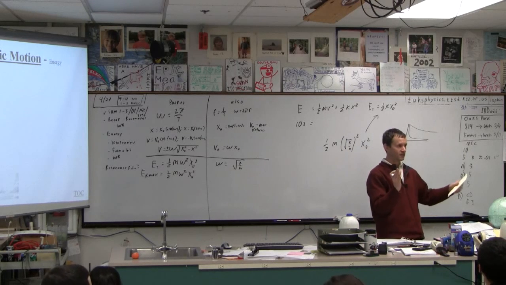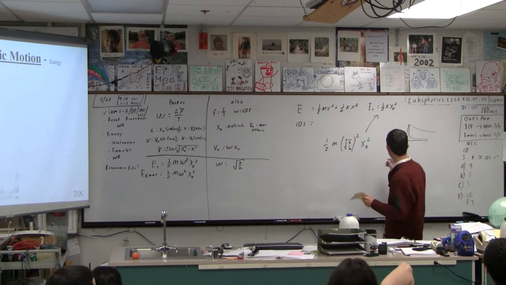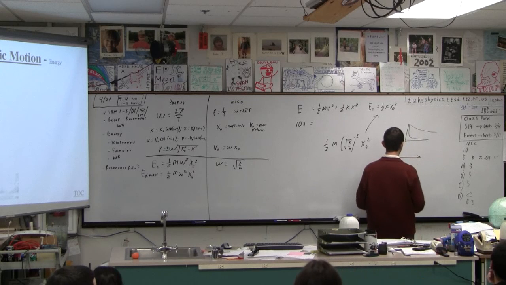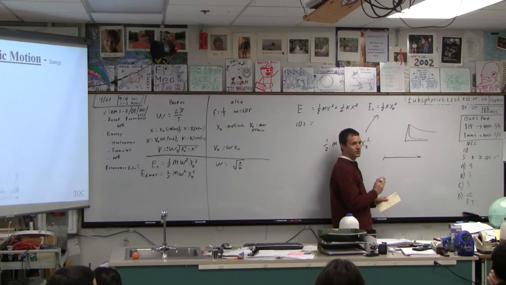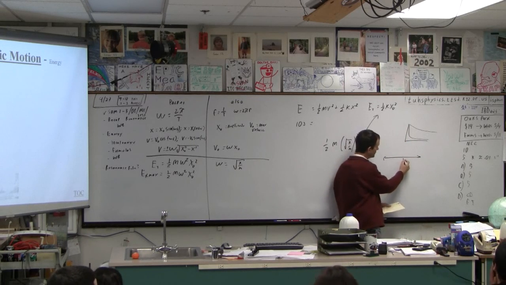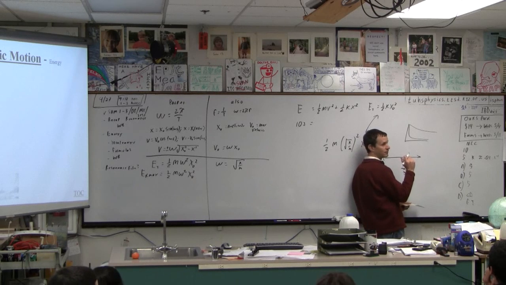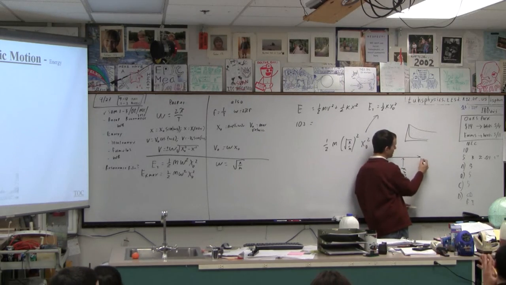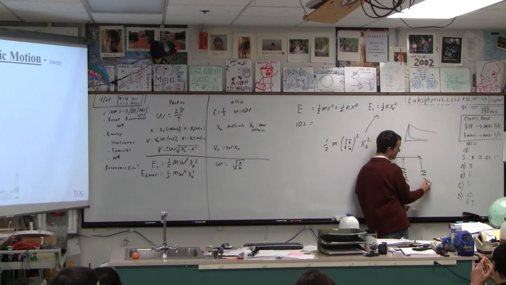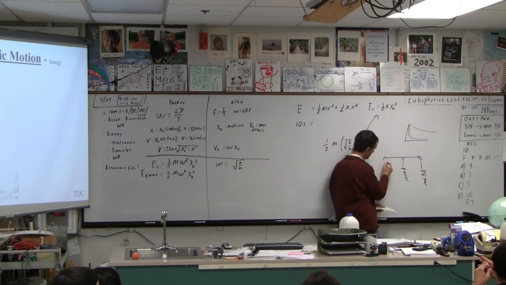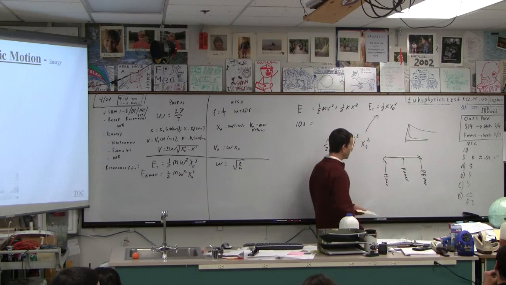And where is that? If it's oscillating back and forth, where is it that it has maximum kinetic energy? Right in the middle. In fact, it's got all kinetic energy, it has no potential. Where does it have the most potential? At the edges. Here it's got potential energy, the maximum, as it oscillates back and forth.